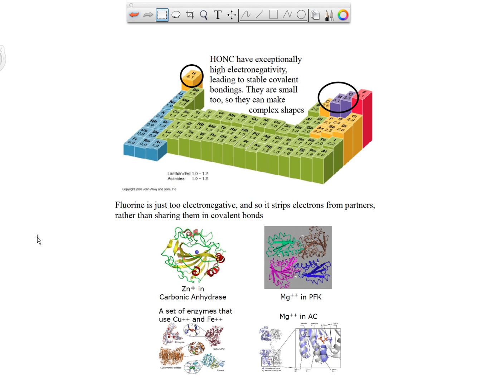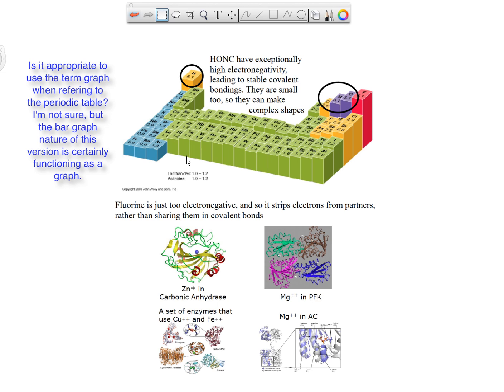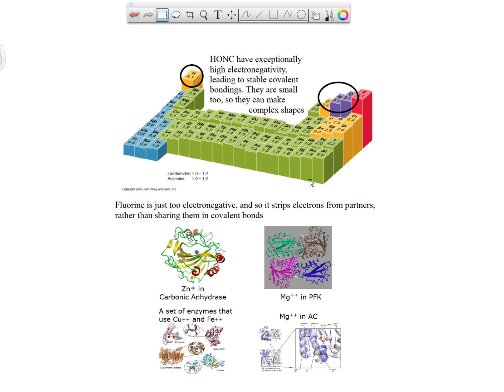If we ask, why is HUNK such a large fraction of our elemental ingredient set, we look to a periodic table that has not just an X and a Y axis, but a Z axis. And along that Z axis, the vertical axis of this graph represents the electronegativity of these elements. You'll see that hydrogen, carbon, nitrogen, and oxygen are elements that are very electronegative. And this high electronegativity leads to stable covalent bonds.